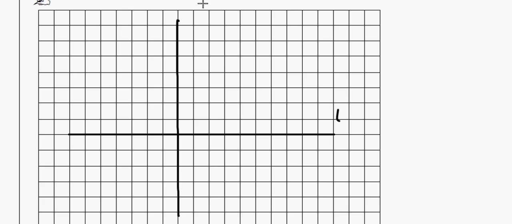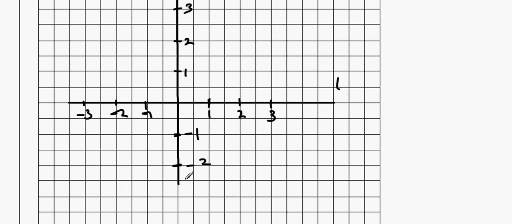What I'm going to do next is put in my numbers. This can be 1, this can be 2, this can be 3. This one here is going to be minus 1, this one here can be minus 2, this one here can be minus 3. On the other axis, this can be 1, this can be 2, this can be 3. This here is going to be minus 1, this one here is going to be minus 2, and then finally the one down here, this here is going to be minus 3.